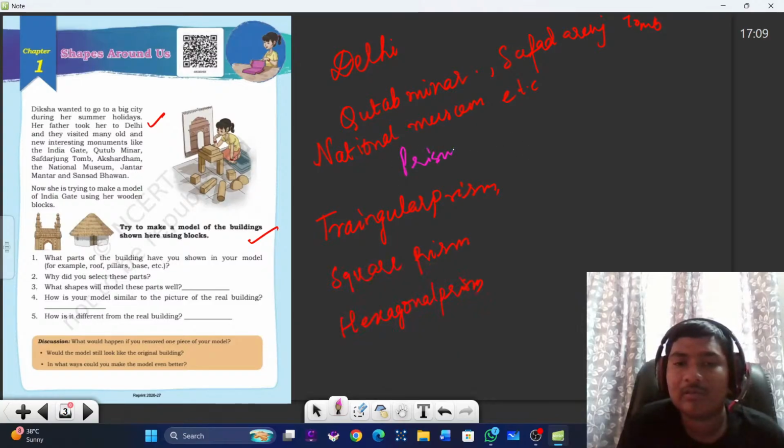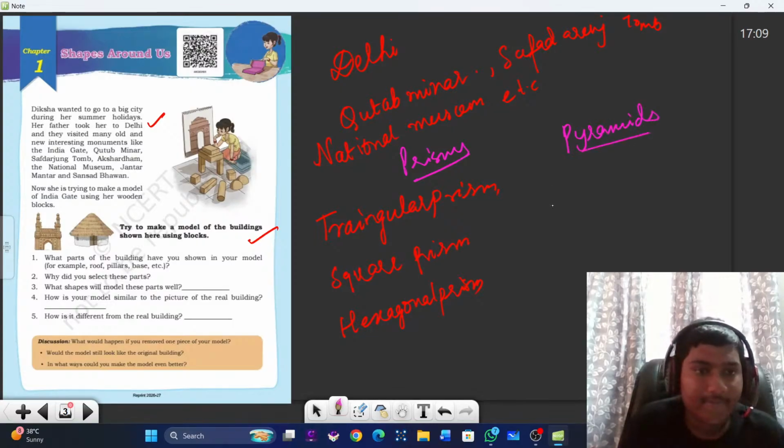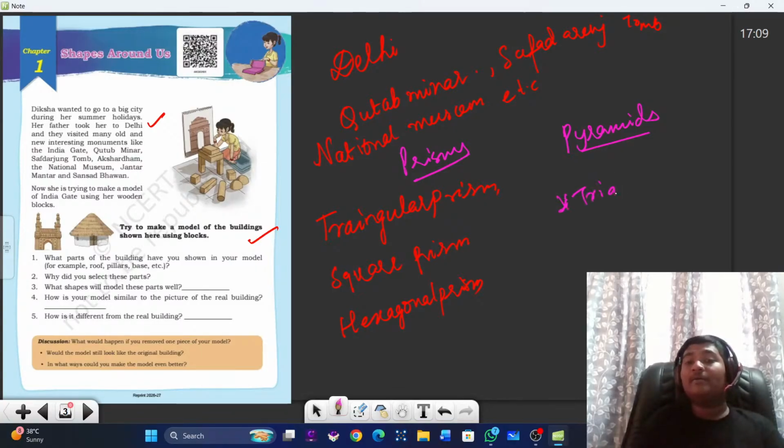So these are prisms. Coming to pyramids, what are the pyramids? Let me know. Square pyramid, pentagonal pyramid, and triangular pyramid. So triangular pyramid, square pyramid, not hexagonal, pentagonal pyramid. So what is meant by pentagonal pyramid?